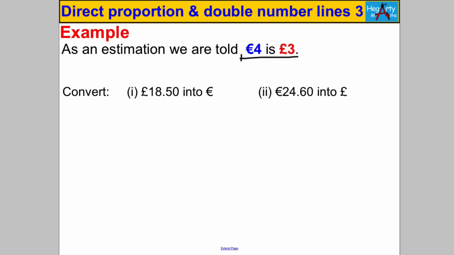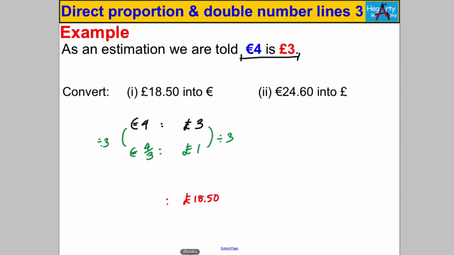Always write your rate down to start these questions. So I'm going to write over here that I want £18.50. I want to work out how many euros that is. It's not obvious how to scale up, so I'm first going to scale down to £1 by dividing by 3. So I'm also going to do that this side by dividing by 3, and I'm going to leave it as a fraction for now because that's not my final answer. And then in order to scale up, I'm going to multiply by £18.50. So I'm going to multiply this side by £18.50 as well, or 18.5.